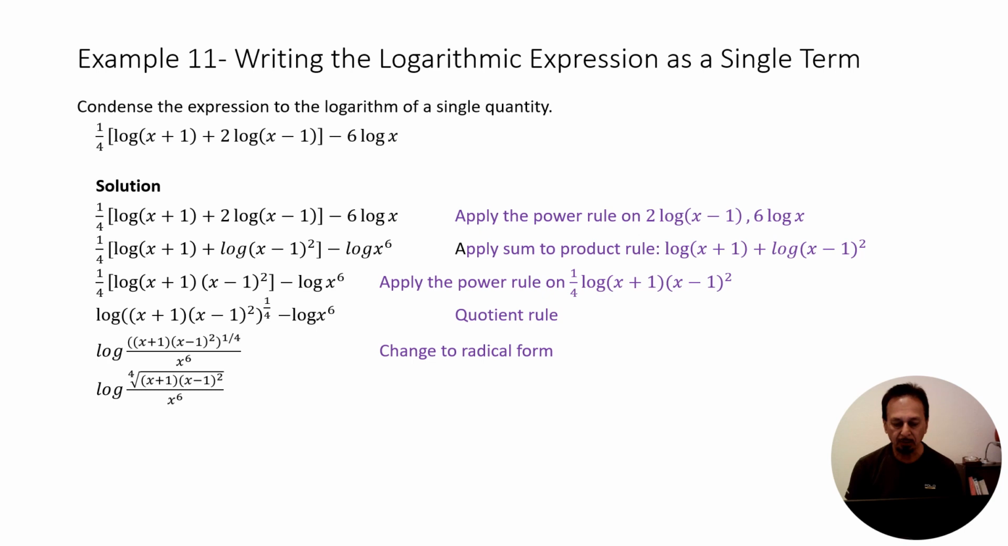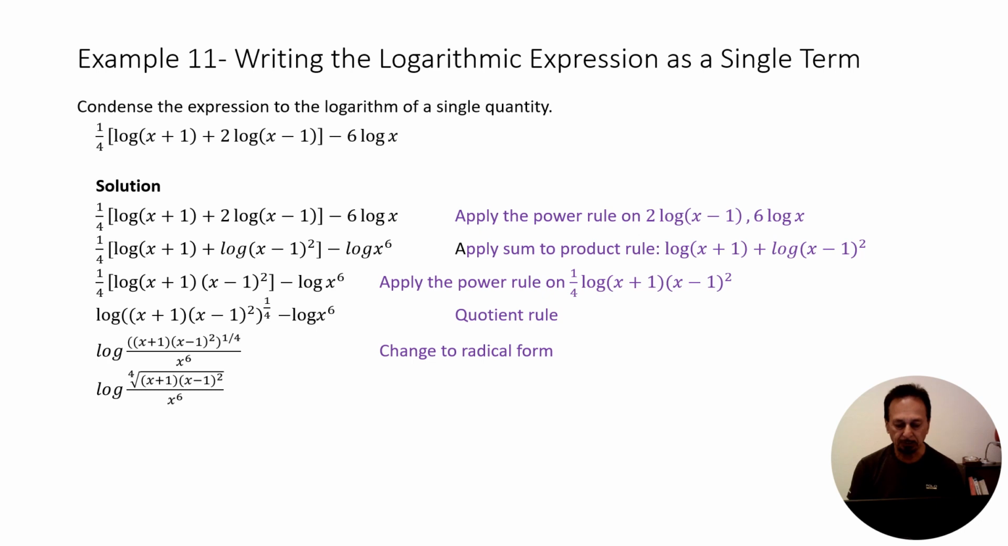Example 11. We're going to condense this expression: 1 over 4, bracket, log of x plus 1 plus 2 log of x minus 1, bracket close, minus 6 times log of x. In order to apply the product and quotient rules, we make sure no number is multiplying any log. Now you can see the 2 is multiplying log of x minus 1 and 6 is multiplying log of x. So first we apply the power rule of logarithms.